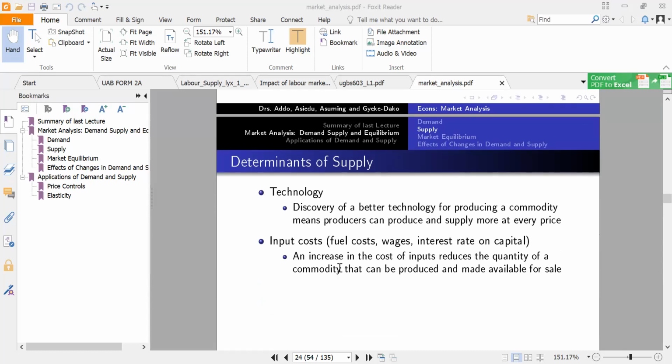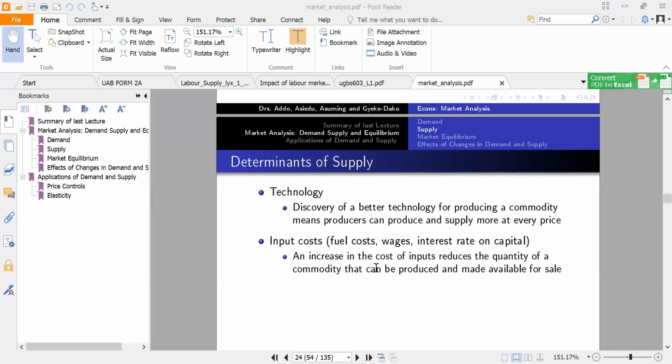Input costs. If your input cost increases, your supply will fall. It will take a bit of time before you can pass it on to the consumer. So input costs, fuel price, workers asking for salary increases, high interest rates, will affect your supply. Your supply curve will shift. All these factors translate to a shift in the supply curve, just like we did for demand, quantity demanded and total demand. So we do the same thing here.